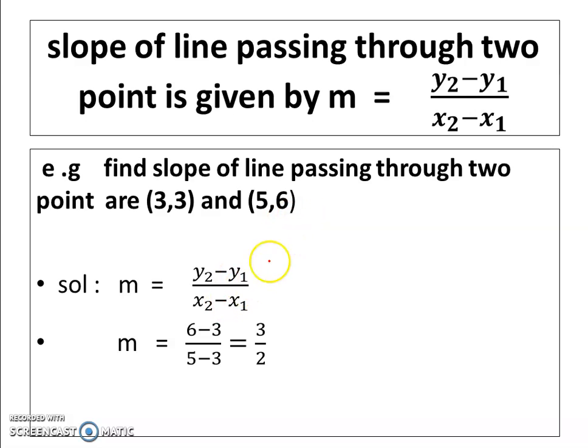So y2 minus y1, 6 minus 3, in the numerator. x2 minus x1 in the denominator. What is the x2? 6 minus 3? No, 5 minus 3. So 6 minus 3 upon 5 minus 3. 6 minus 3 is 3. 5 minus 3 is 2. We derive m is equal to 3 by 2. So always remember that the slope of a line passing through 2 points is given by m is equal to y2 minus y1 upon x2 minus x1.